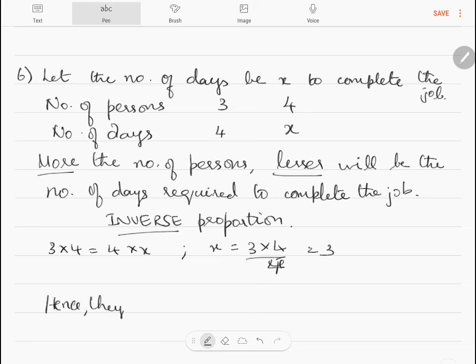Hence, they would take 3 days to complete the job.